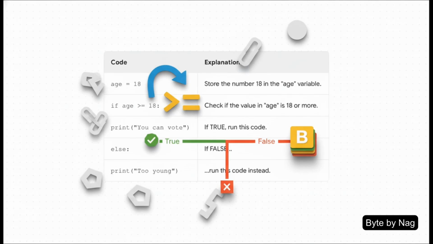It all comes down to the if-then rule. Programmers call it a conditional. Let's walk through this. First, we put the number 18 in our age box. Then we hit the most important line. If age greater than or equal to 18.